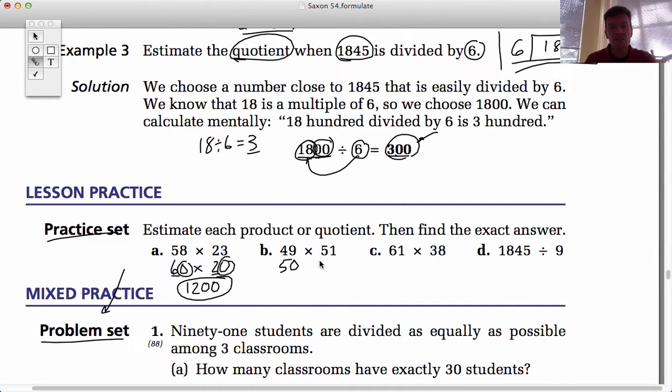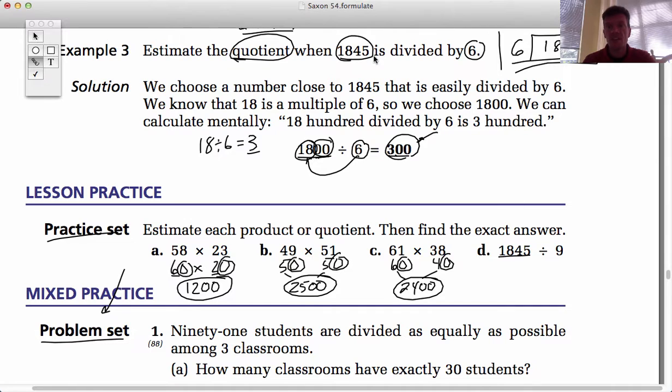49 is about 50. 51 is about 50. 5 times 5 is 25, and the estimated answer is going to be 2500. Easy. 61 is about 60. 38 is about 40. 6 times 4 is 24, and then you add on the 2 zeros there to get 2400 as your estimated answer.